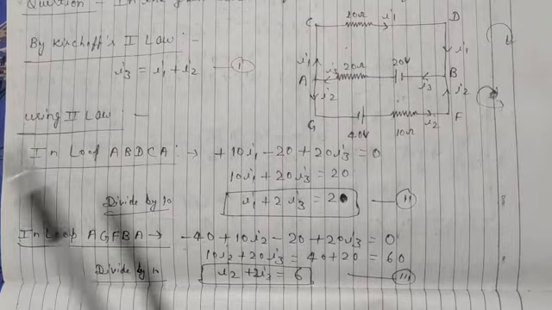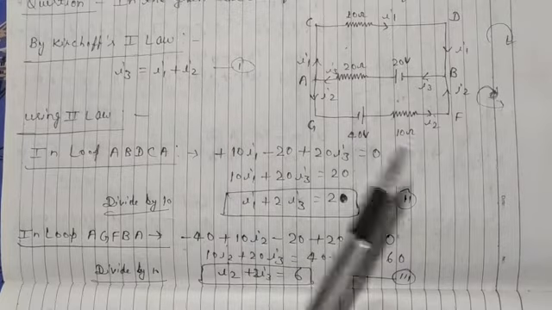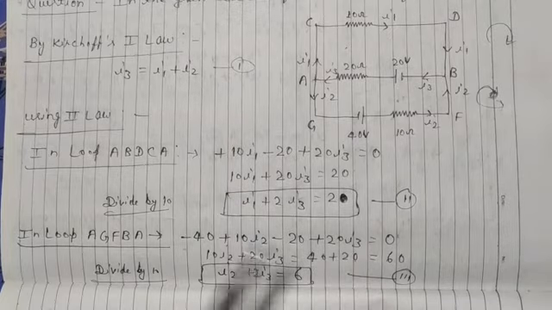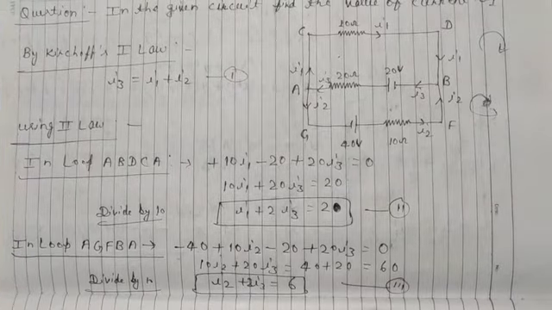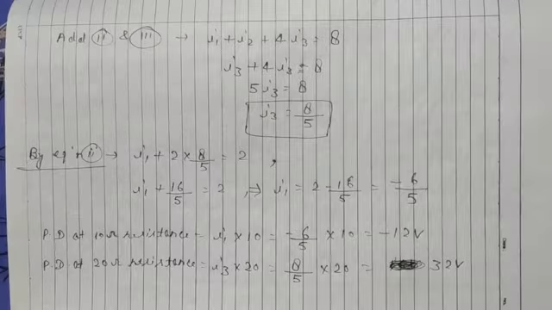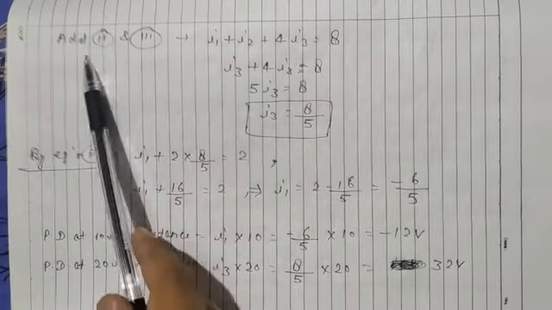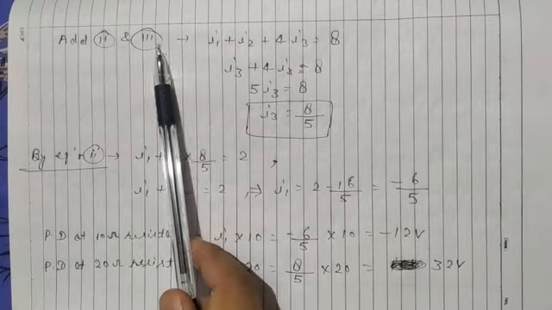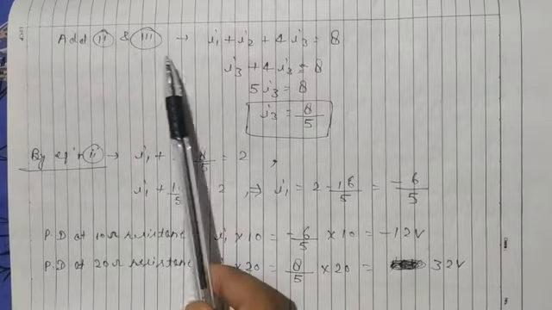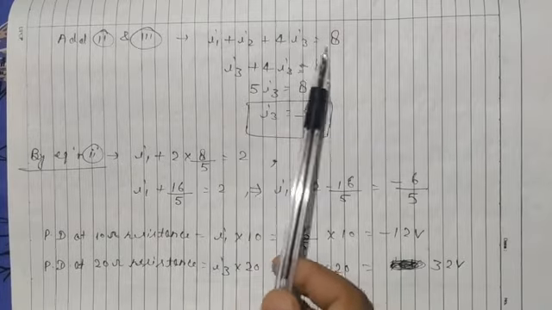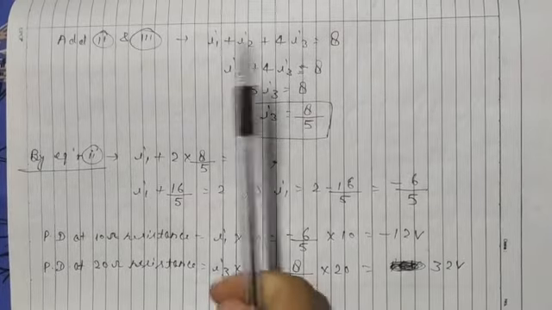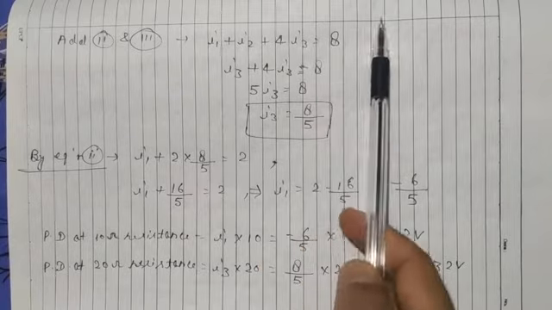Now we have three equations. Equation first, equation second, and equation third. And now solve these and find the values of I1, I2 and I3. You can solve these equations by any method. Let us add equation number second and third. Adding equation number second and third, we get I1 plus I2 plus 4I3 is equal to 8. Left hand side added is equal to right hand side added.